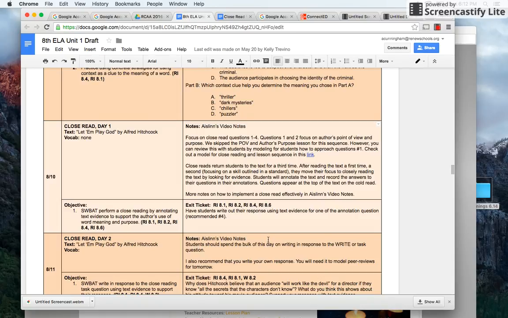So that means that they're reading and annotating, and then the last part of this is they write in response to a more complex task. So these are going to be your ECRs, and they can range anywhere from a 1-paragraph response to a 5 to 6 paragraph essay. It's just dependent upon what you go over with your students as far as expectations.